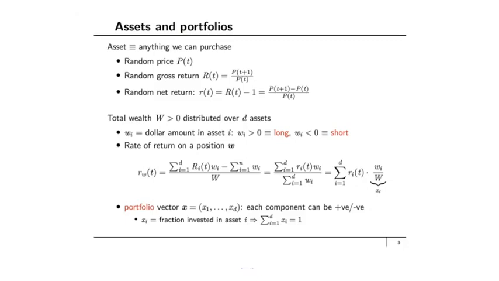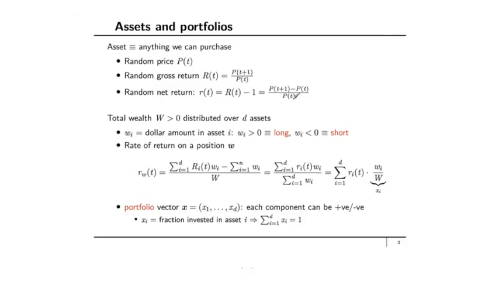So I'm going to define the random gross return on a particular asset to be simply the price one time step later. A time step could be a quarter, could be a year, could be 6 months. So it's P_{t+1} divided by P_t. The net return is simply R_t minus 1. It's going to be (P_{t+1} minus P_t) divided by P_t.